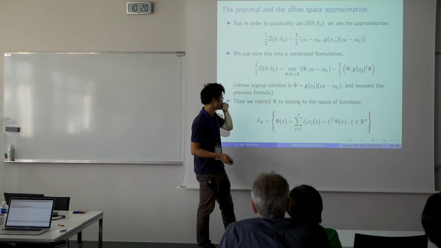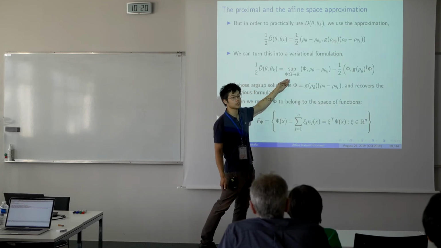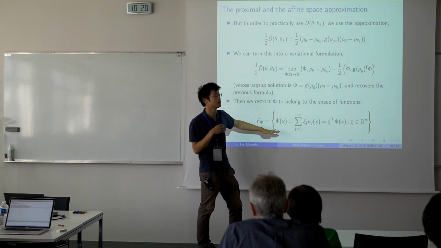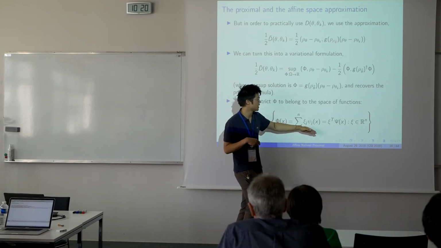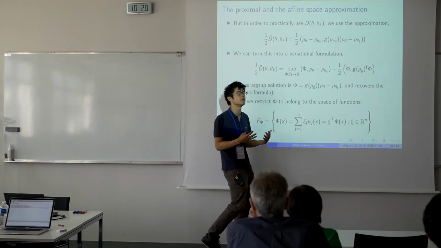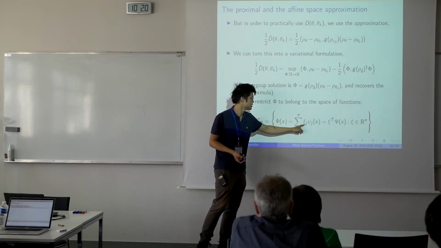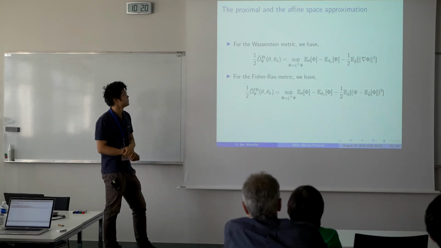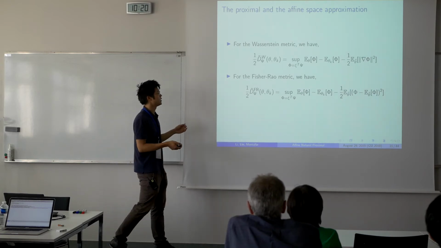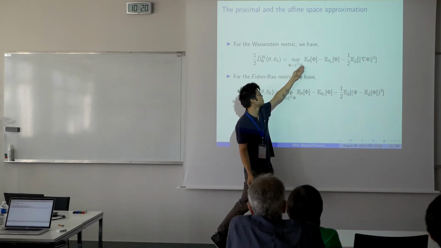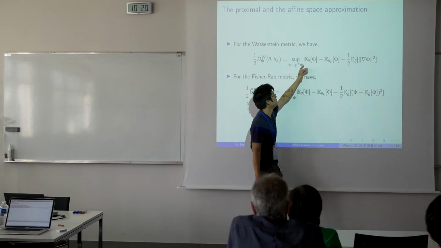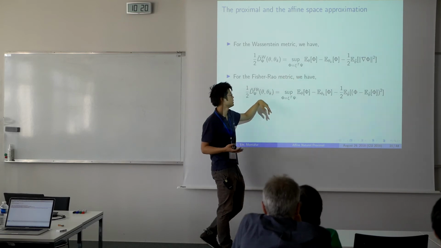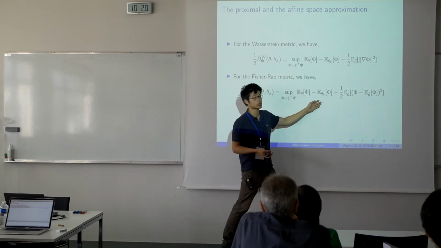So you have this function class here. The main trick is to restrict this function class to an affine function class of this form, where you have basis functions psi and some coefficients C. For the Wasserstein metric, we'll have something that looks like this. We want to supremize this expression where we restrict phi to be in this function class, given some basis function psi. And the same thing with the Fisher-Rao. This is how the Fisher-Rao would look.